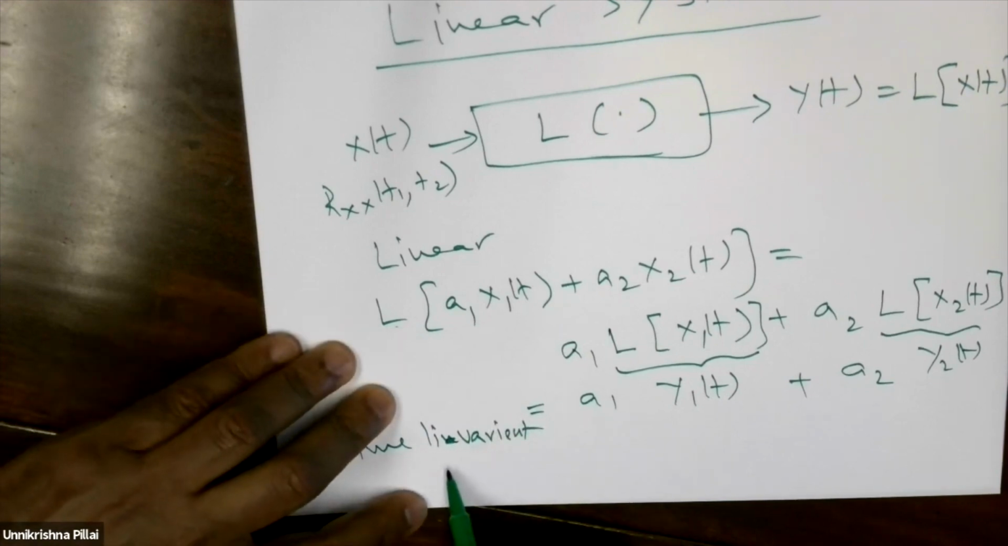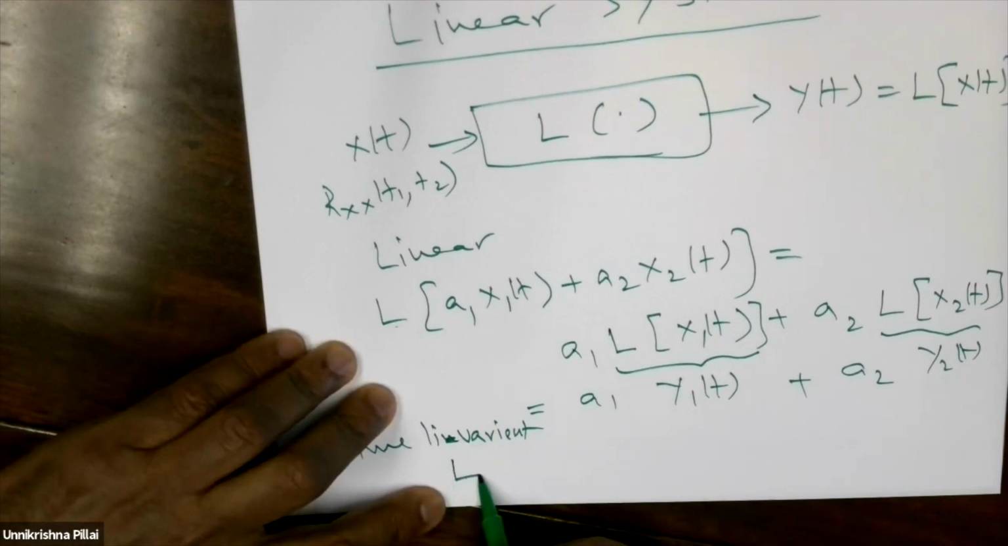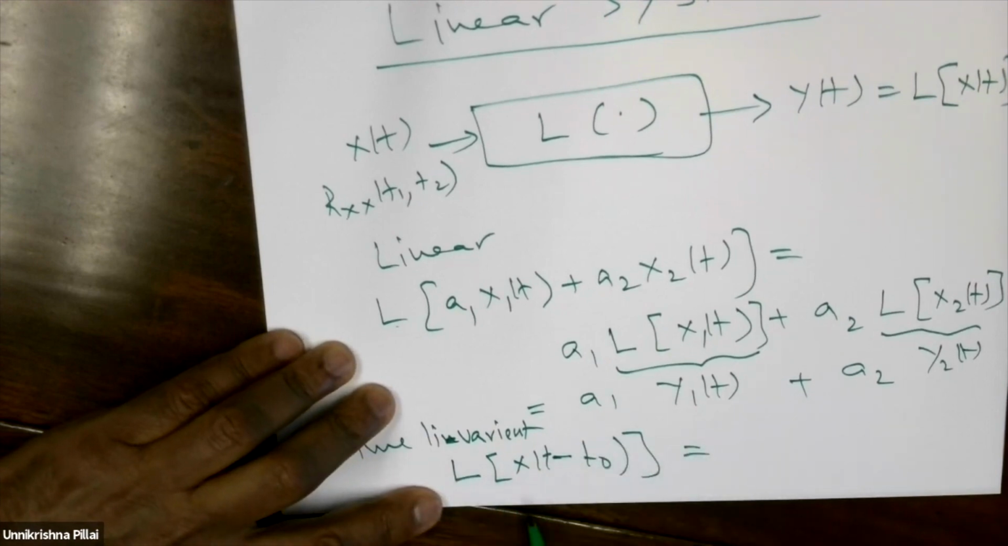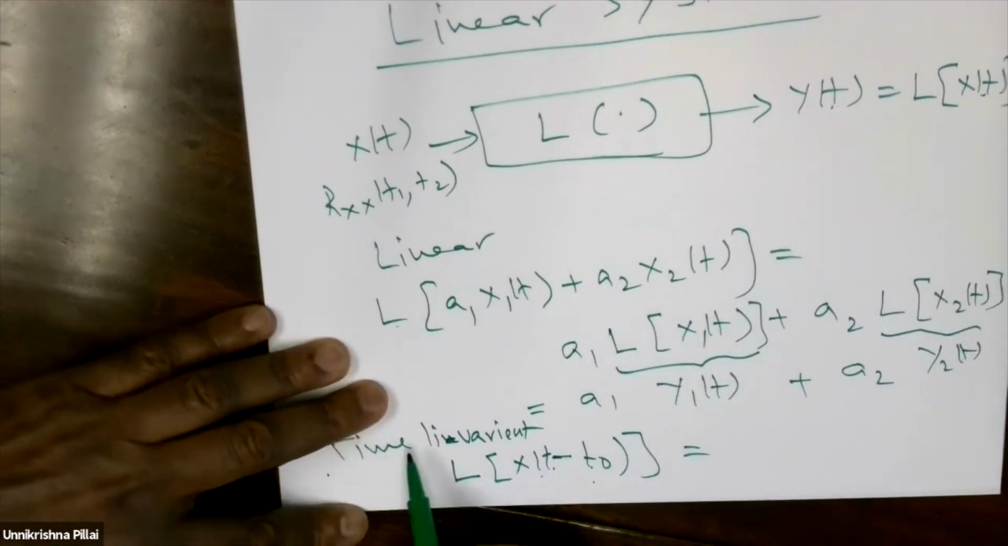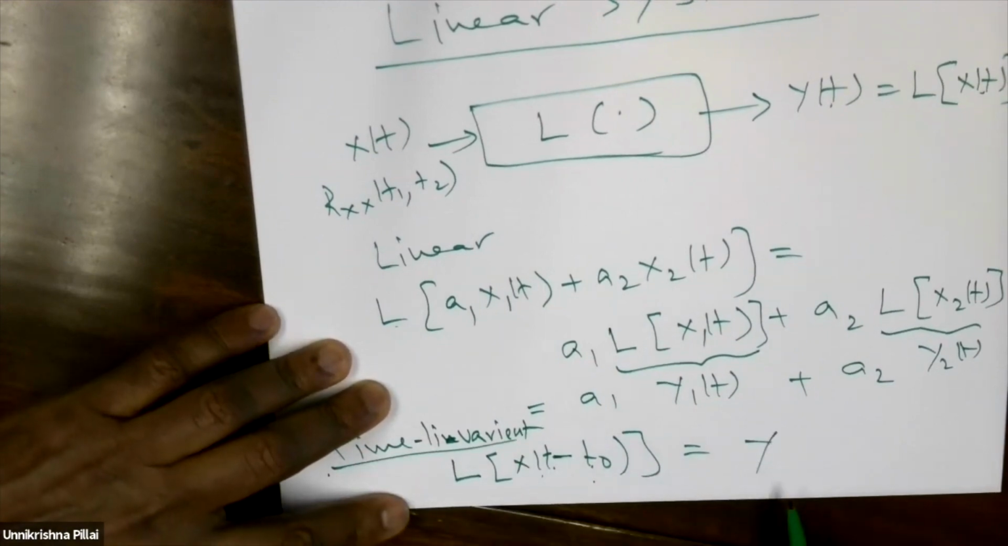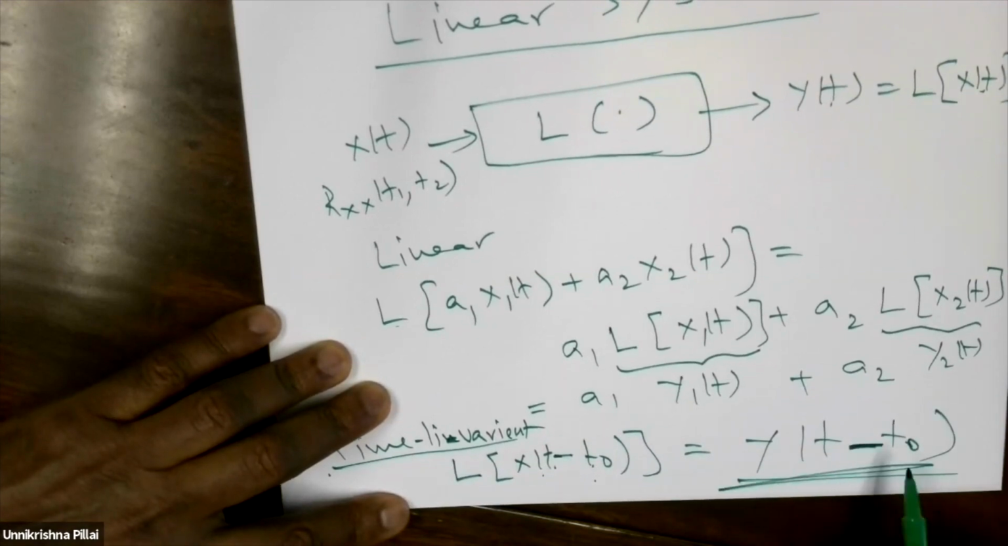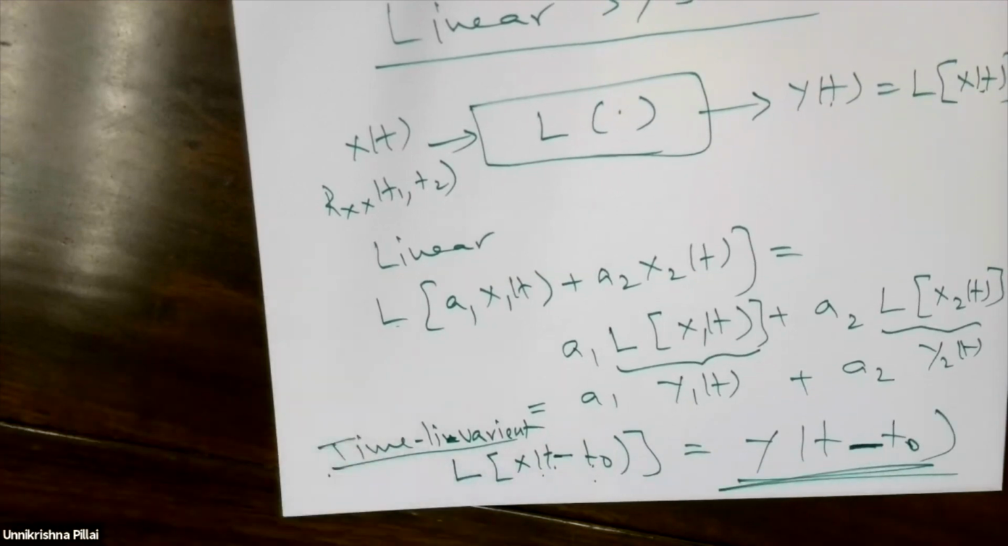That means if you apply the system tomorrow, in other words, if the input is x of t minus t naught, what will be the output? If y of t is the output for x of t, and I delay the input by 1 day, what will be the output? Time invariant means what? It would be y of t minus t naught, y of t delayed by the same amount. In other words, if you do an experiment today and you get something, and if you repeat the same experiment tomorrow, if the system is time invariant, you will get exactly the same result.